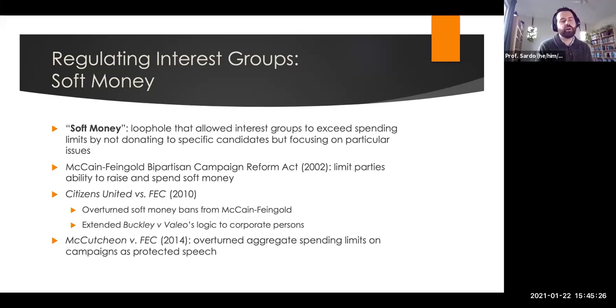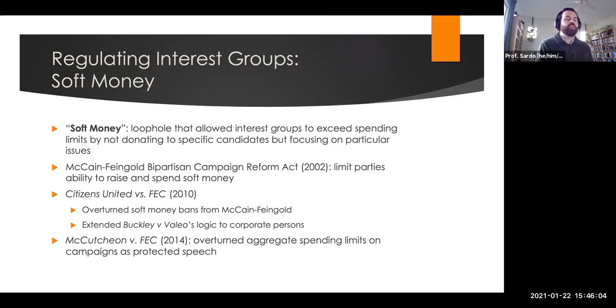In 2002, Russ Feingold and John McCain, Democrat and Republican, worked together to pass the Bipartisan Campaign Reform Act that limited parties' ability to raise and spend soft money. But then the Supreme Court came along and in Citizens United versus FEC overturned these soft money bans and expanded, crucially, Buckley versus Valeo's logic that money equals speech to corporate persons. This wasn't just protecting the speech of individuals to donate, but for corporations, this is the corporations-are-people-too logic, that corporate persons have freedom of speech in terms of campaign finance.